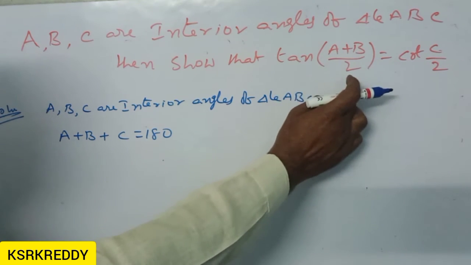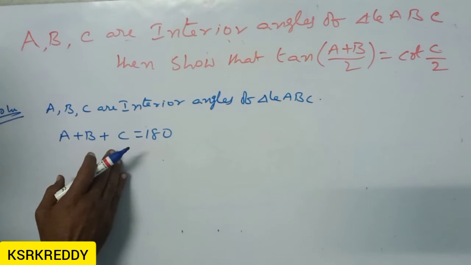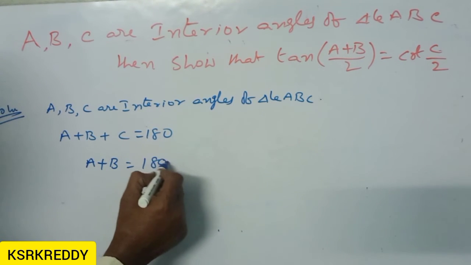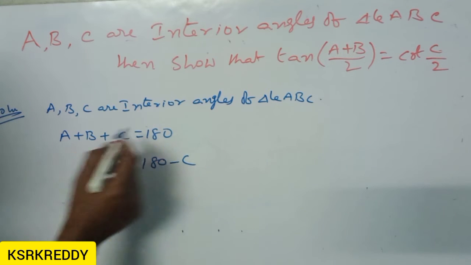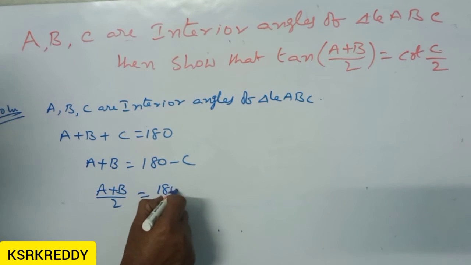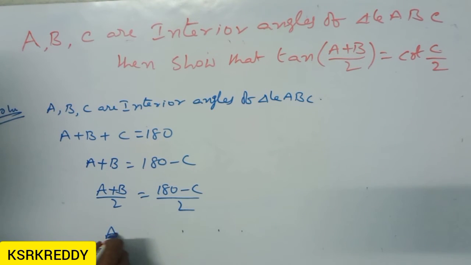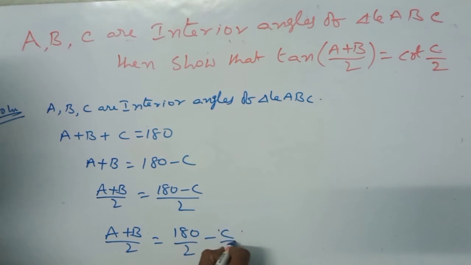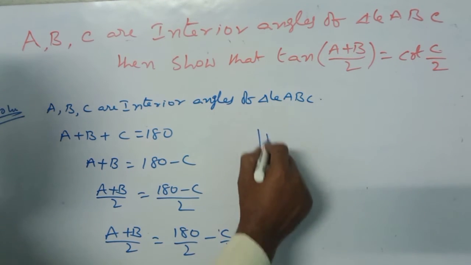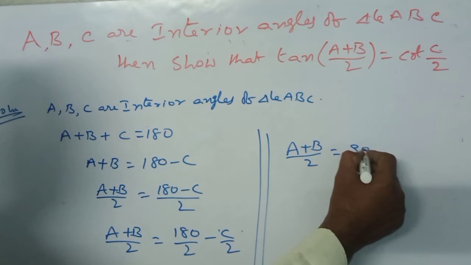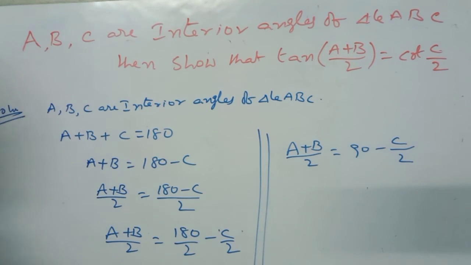So here we need A plus B by 2, and C is on the other side. So A plus B is equal to 180 minus C. Then divide by 2 on both sides. A plus B by 2 is equal to (180 minus C) by 2. So A plus B by 2 is equal to 180 by 2 minus C by 2. Here A plus B by 2 is equal to 90 minus C by 2.